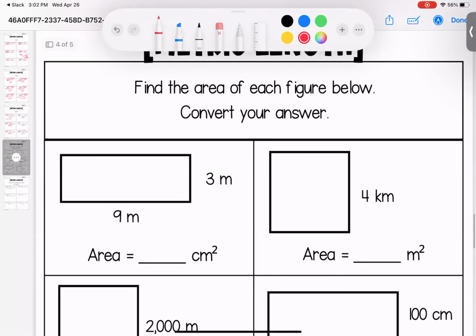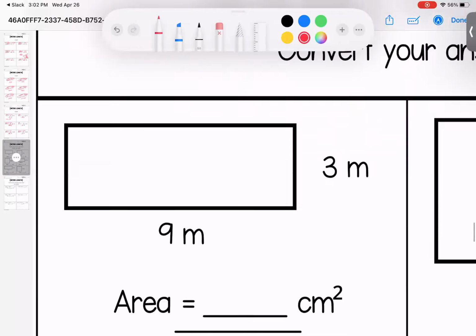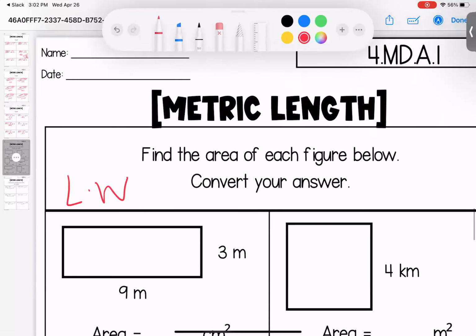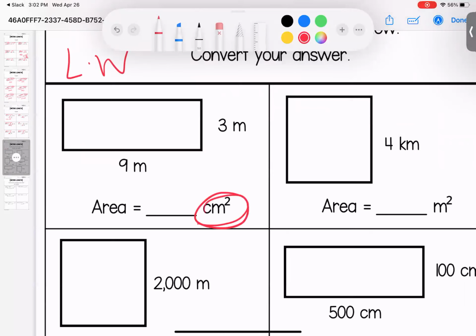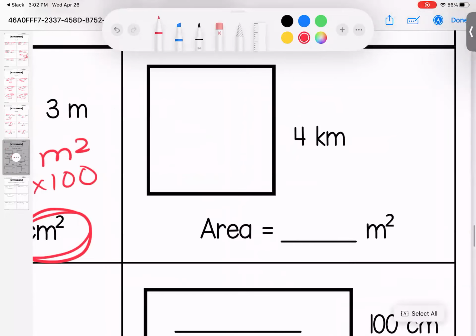All right, page 4 is where it officially gets sticky. We have to find the area using our formula, length times width, and then we need to convert. So 2-step questions. If I first find my area, 9 times 3 is 27 meters, but I want it in centimeters. There are 100 centimeters in every meter. 2,700 centimeters. Over here, I have a square, which means side times side. 4 times 4 is 16 kilometers. There are 1,000 meters in a kilometer.